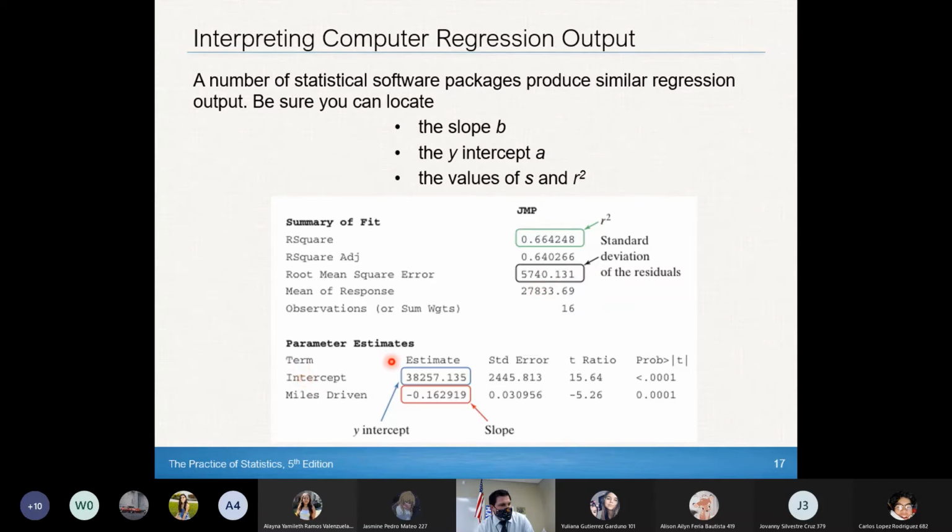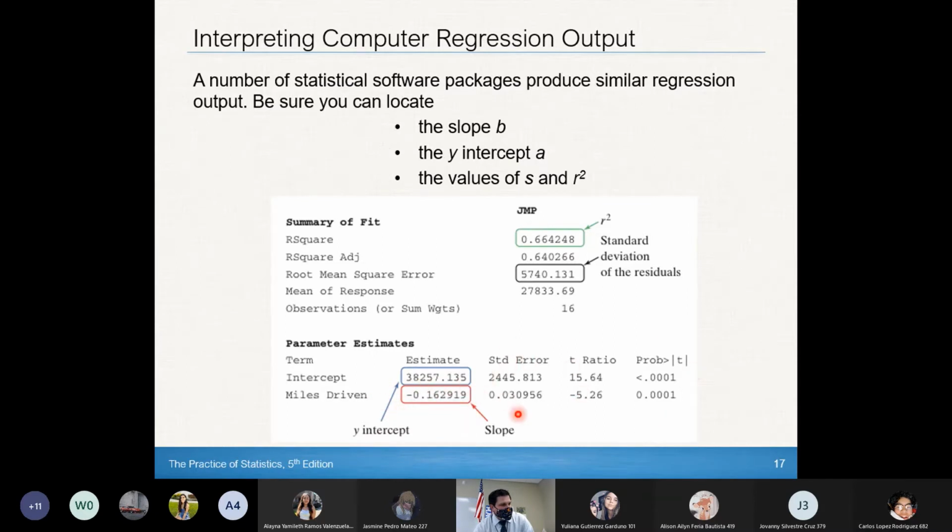We have our parameter estimates. We have term, intercept, and miles driven. So this is kind of nice. We want the y-intercept, and it's actually labeled as intercept in this printout. That's helpful. So we have our y-intercept here, the value of a, and miles driven, we have our slope.